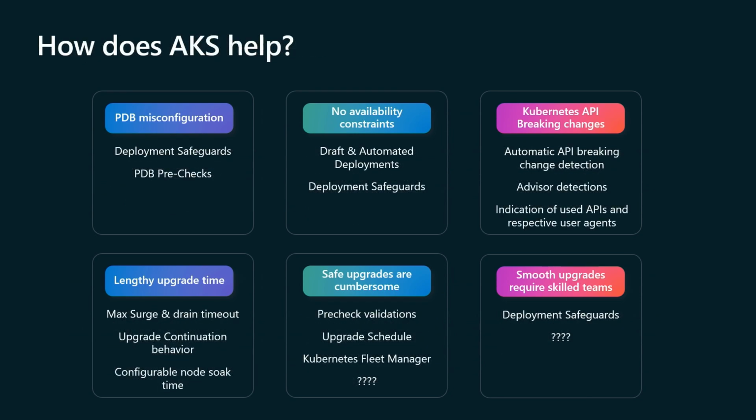So in AKS, we did a lot of things to help with this. For PDB misconfigurations, we have deployment safeguards and Draft that, as you saw before, can generate the deployments for you, including PDBs. Also, when we do the upgrade operation, we run pre-checks to ensure that everything is highly available. Second is having none of those, no health probes, etc. We have that in Draft. It automatically gets health probes, basic ones of course, like is your port up, and more, automatically.